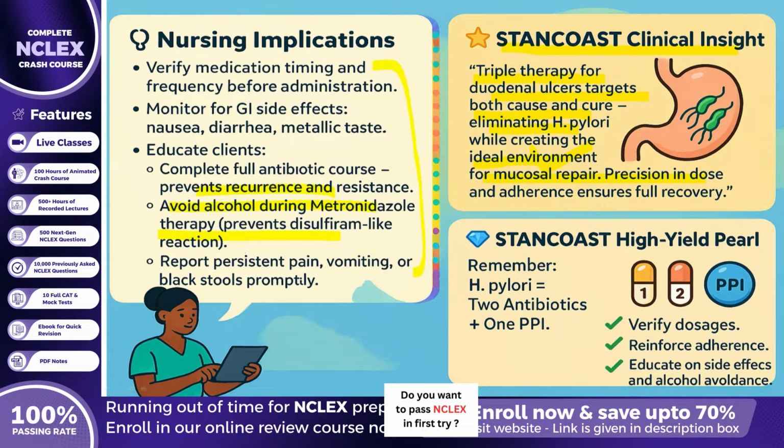And finally, as we conclude with a crucial exam-focused reminder, Stancoast High-Yield NCLEX Pearl. Always remember, H. pylori equals 2 antibiotics plus 1 proton pump inhibitor. Verify every dosage and schedule carefully. Instruct clients to avoid alcohol during therapy, adhere strictly to the regimen, and report any adverse gastrointestinal symptoms promptly.